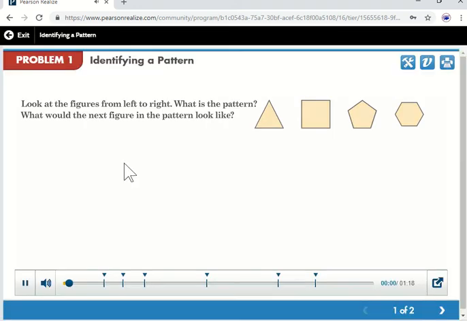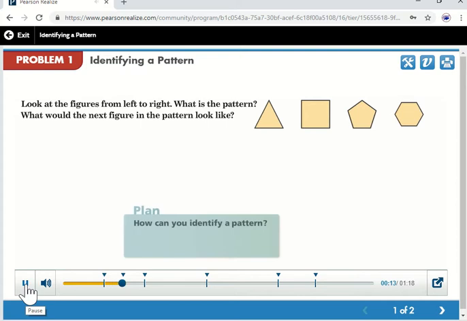So now they're doing some examples. In this problem, you will identify a pattern. Look at the figures from left to right. What is the pattern? What would the next figure in the pattern look like? And then when you're ready, how can you identify a pattern? Look for the same type of change between consecutive figures.